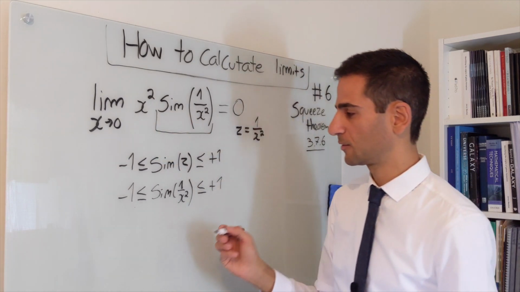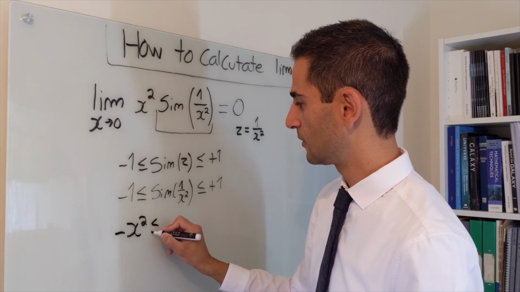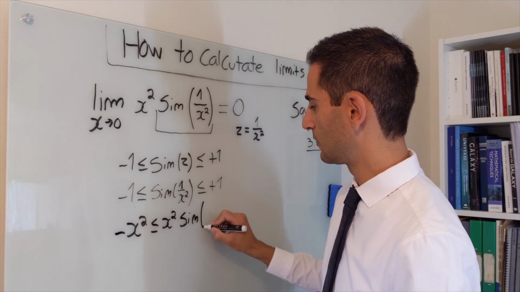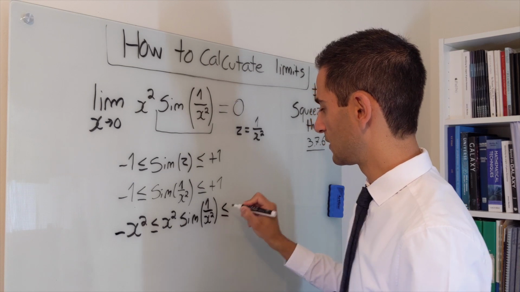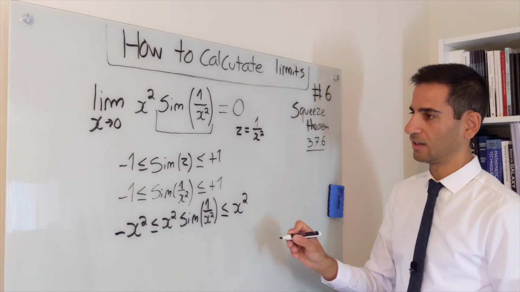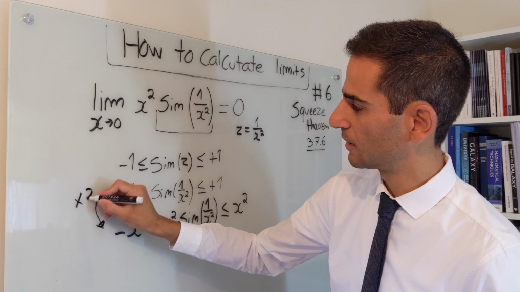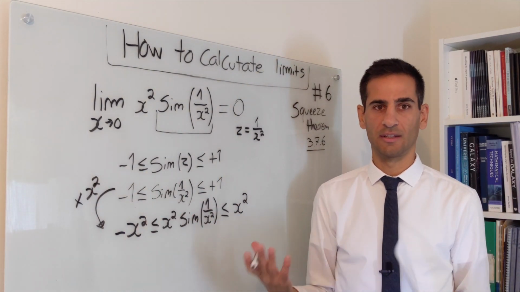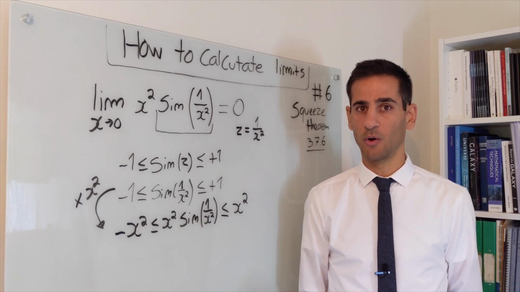So why not just multiply by x squared everywhere, so we maintain the balance and we make things look much more like the original expression. So this gives us minus x squared is lower or equal than x squared sine of 1 over x squared, which is lower or equal than x squared. So the only thing that we've done here is we've multiplied by x squared. Obviously you need to multiply everywhere, and if you don't, you're breaking the condition. So this will no longer hold.